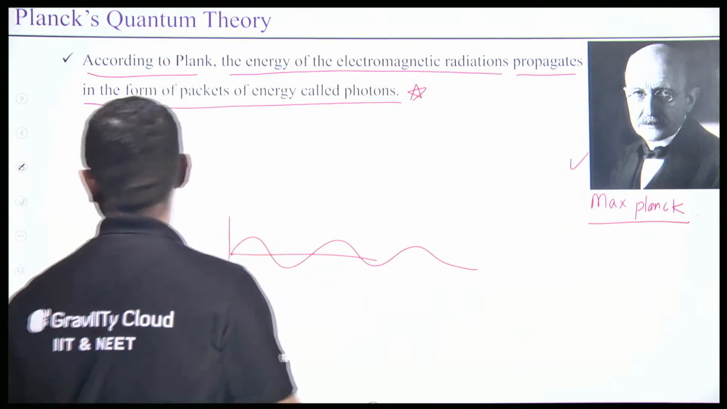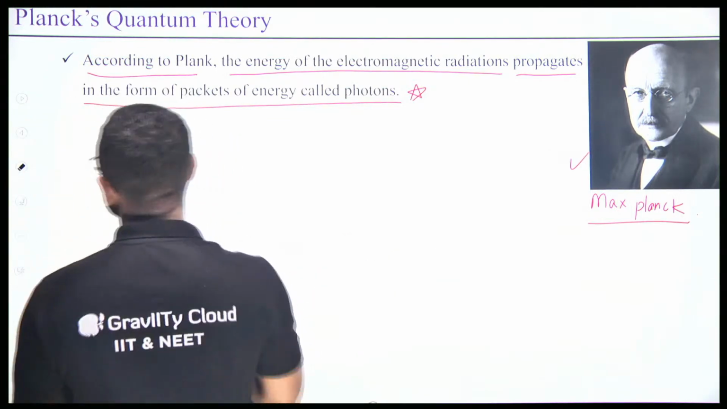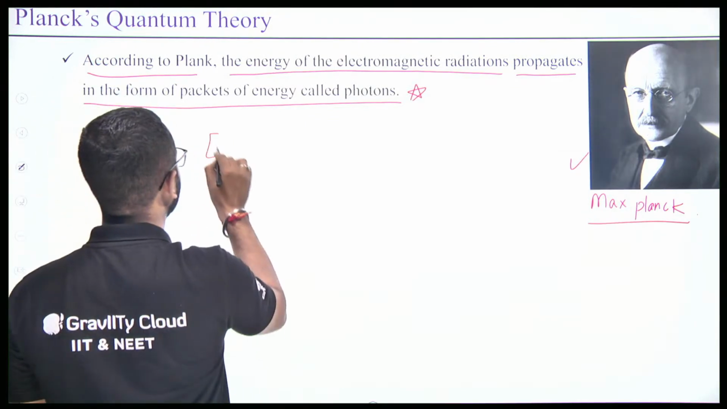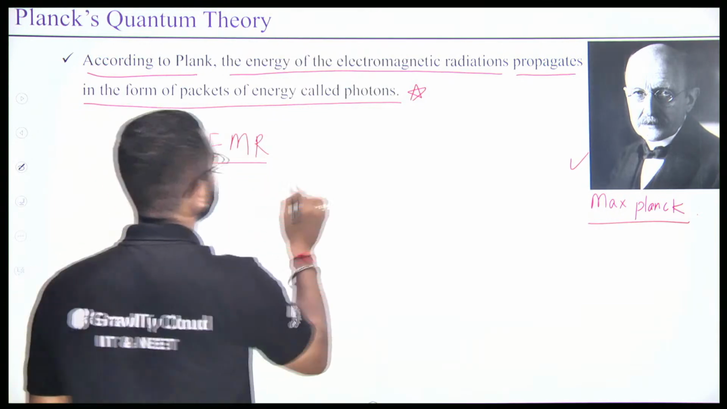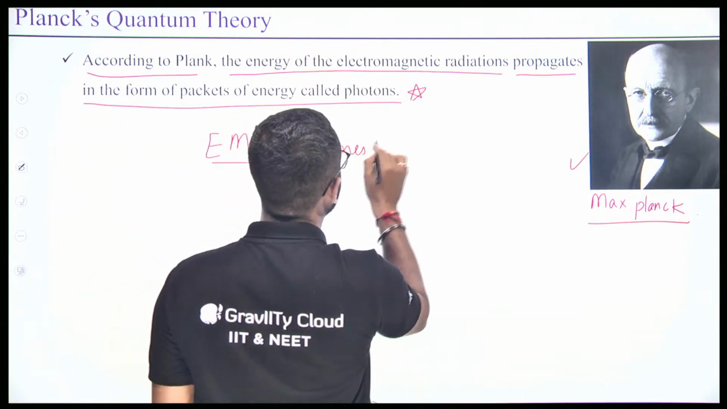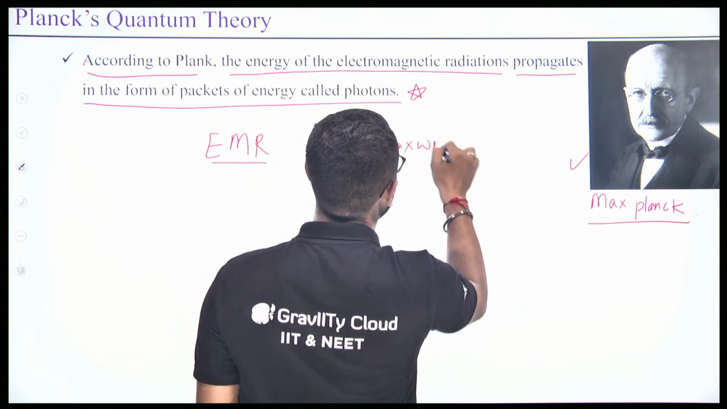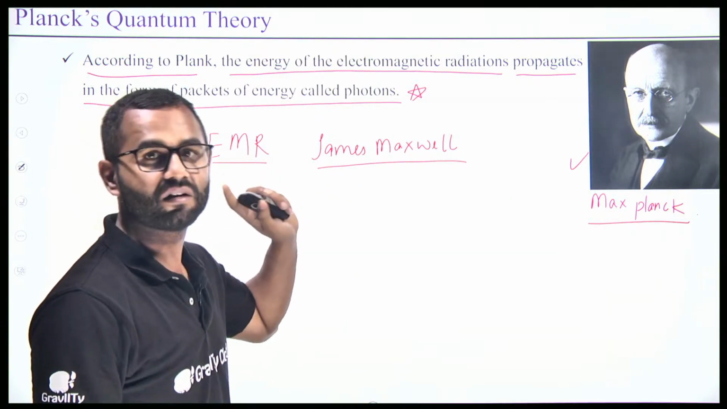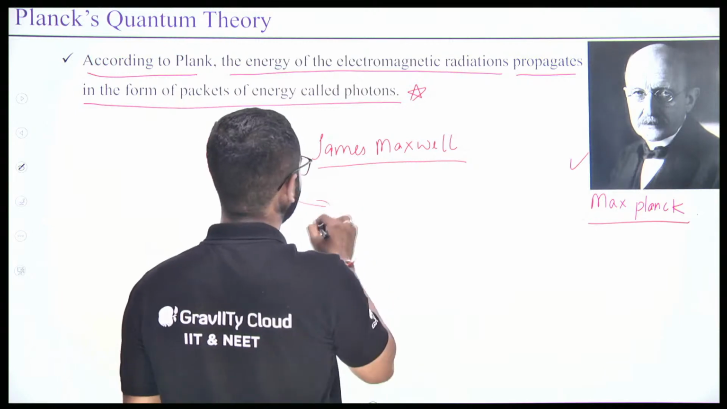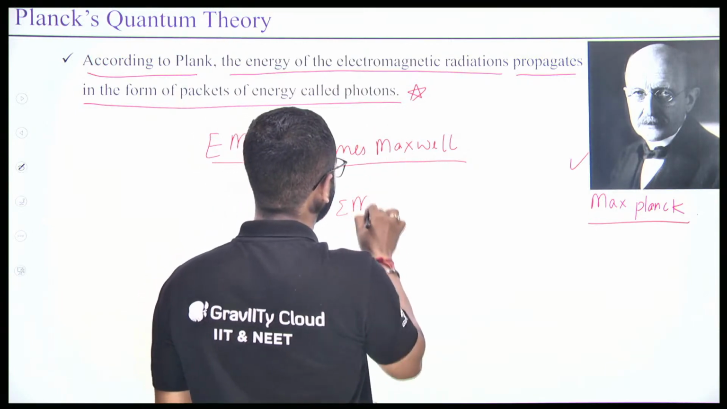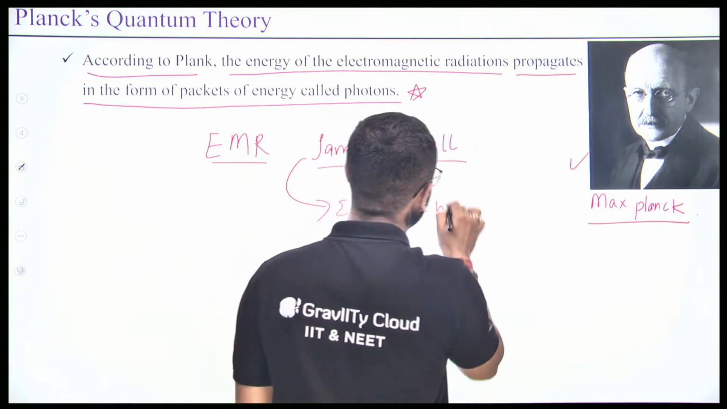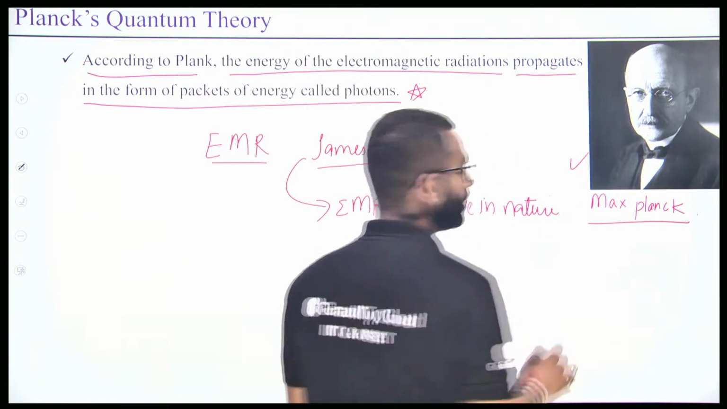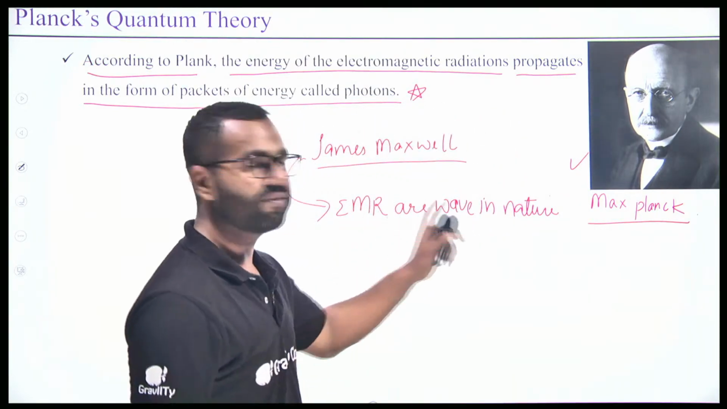What is the meaning of this? The important point is that we know what EMR is. We know that James Maxwell told us that these electromagnetic radiations are wave in nature. According to James Maxwell, EMR, electromagnetic radiations, are wave in nature. What is the meaning of that?